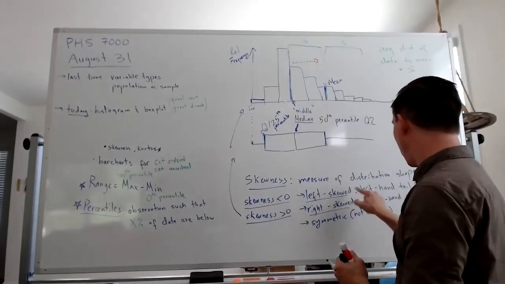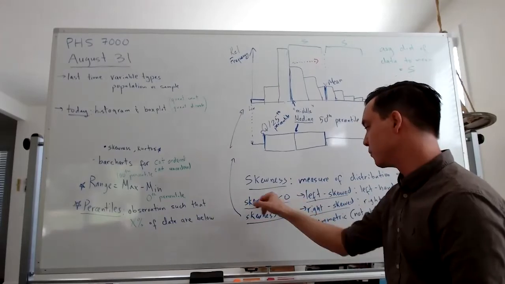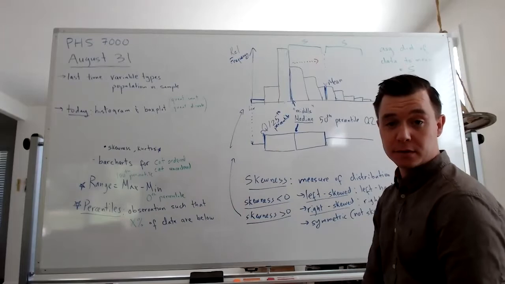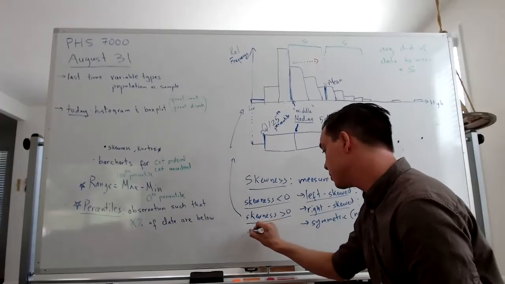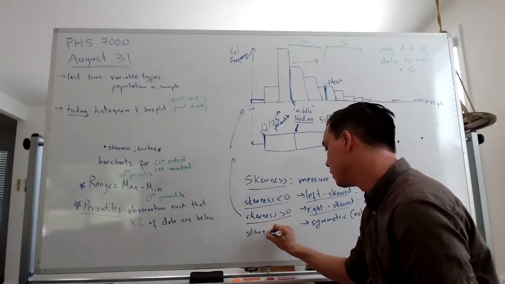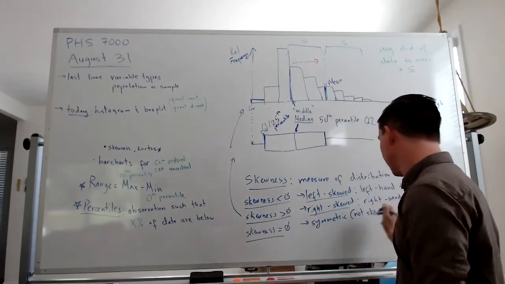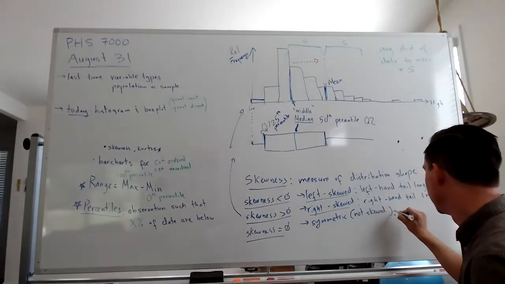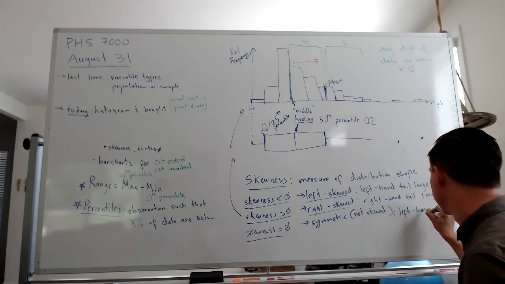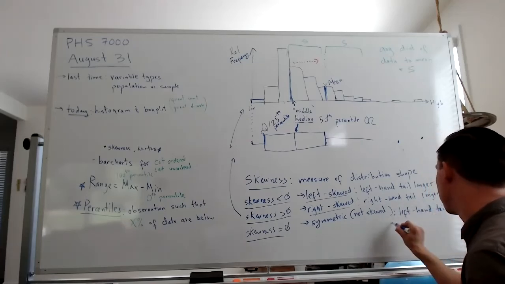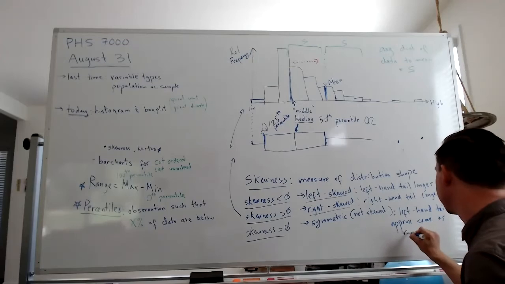And again, this is a qualitative description on the right. There is a number, which is the skewness. If that number is negative, then it's a left skewed variable. If that number is positive, it is a right skewed variable. If the number is 0, then the left-hand tail is approximately the same as the right-hand tail.